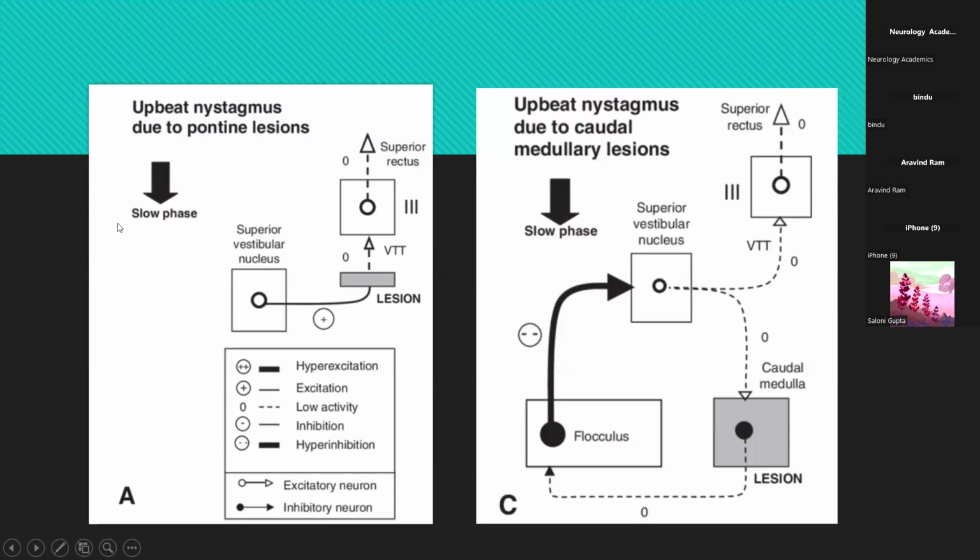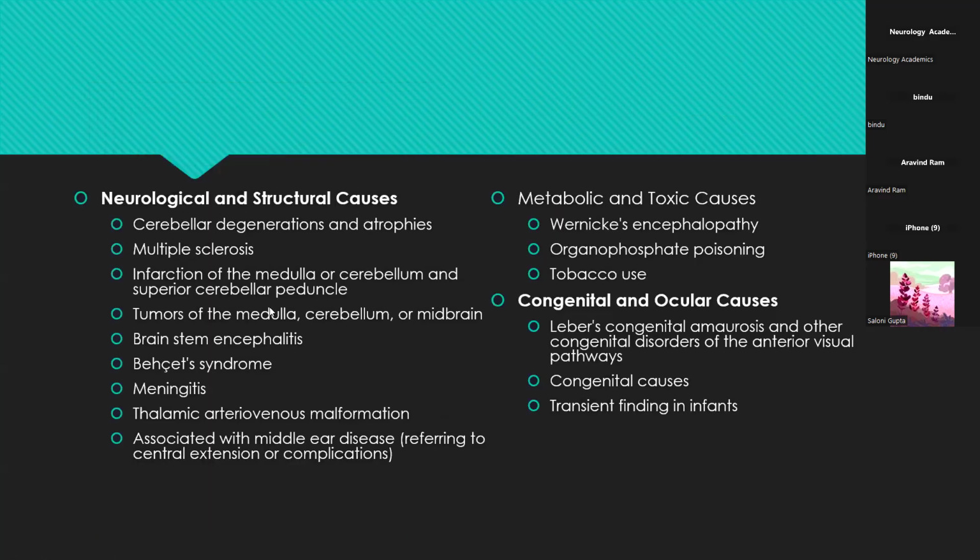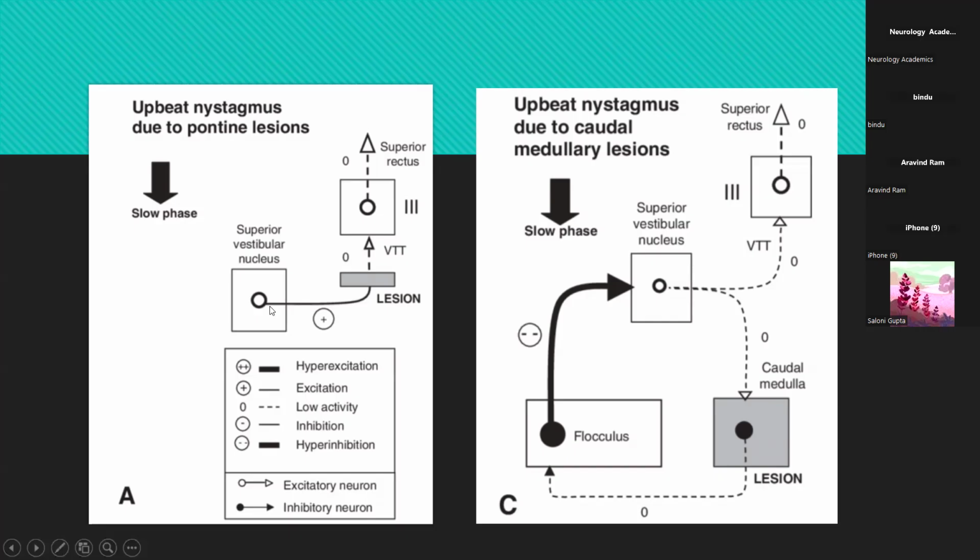So coming to the pathophysiology behind upbeat nystagmus, as opposed to downbeat nystagmus, it is not very localizing in case of upbeat nystagmus. A lesion anywhere from midbrain to medulla can cause upbeat nystagmus.